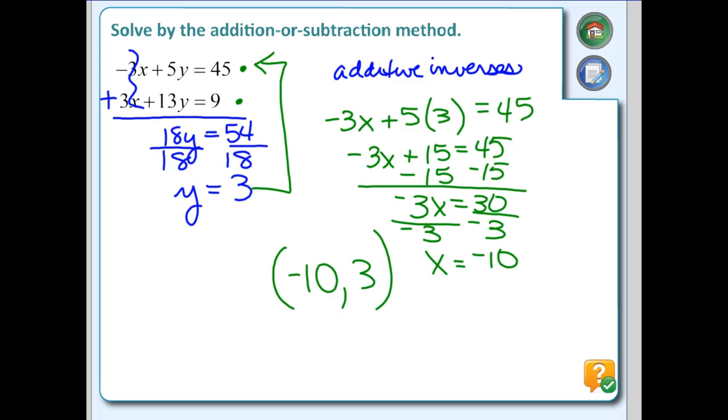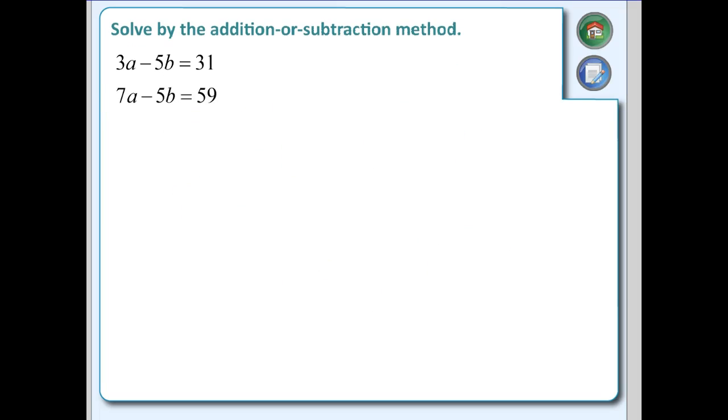So the idea here is we're trying to find one of the variables that have the plus and minus thing going on. They are additive inverses of each other, because if they're additive inverses or opposites, then they will cancel out. Now let's look at our second system of equations.